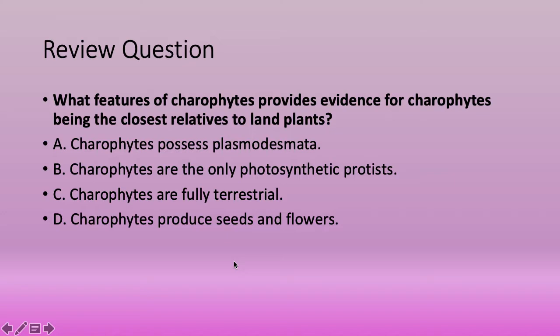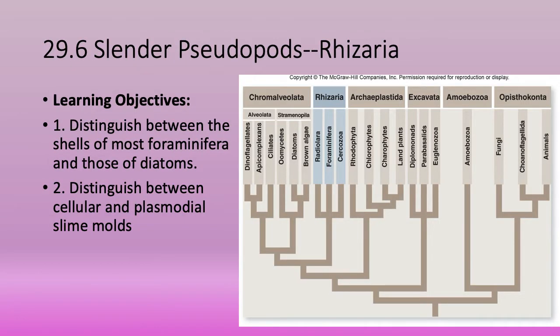All right. Which feature of charophytes provides evidence for them being the closest relatives to land plants? That would be A. Okay, moving on to the next section, slender pseudopods, which is Rhizaria. So here we are. We're going to talk about the Radiolaria, the Foraminifera, and the Cercozoa. So talk about some distinguishing features between them, and we're going to talk about some slime molds.